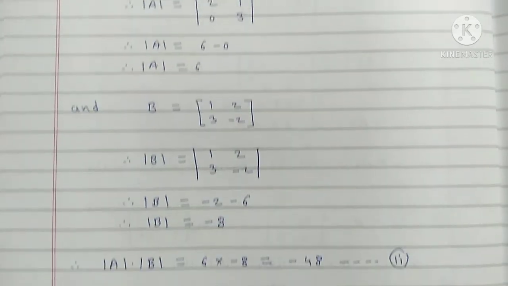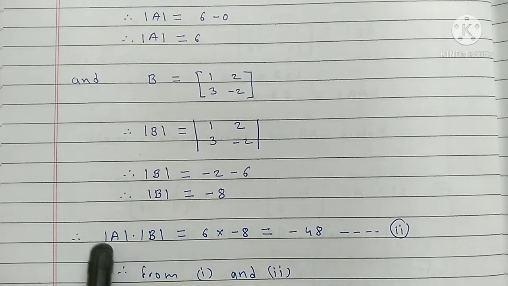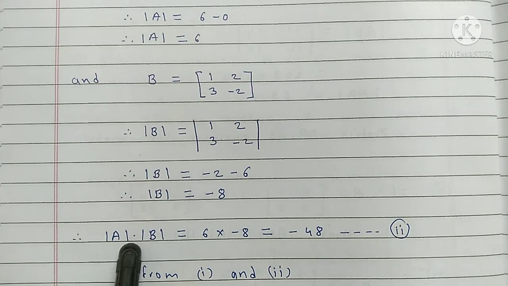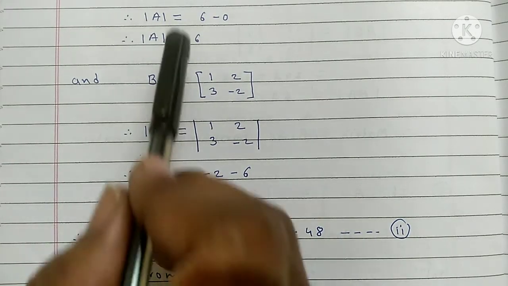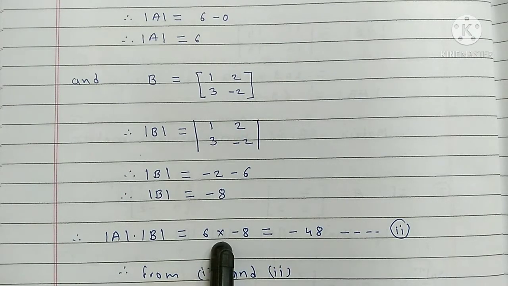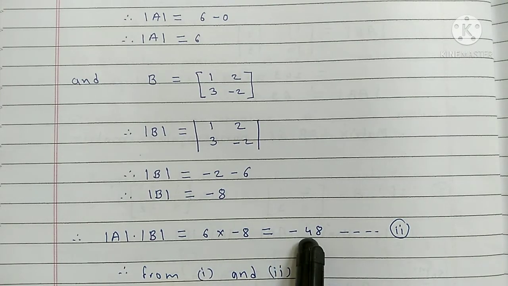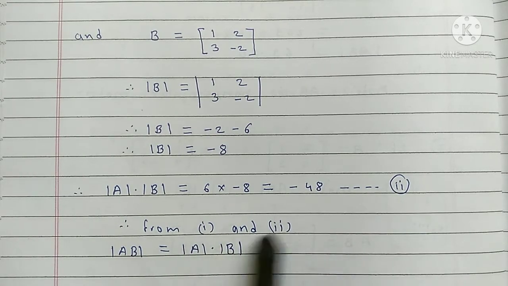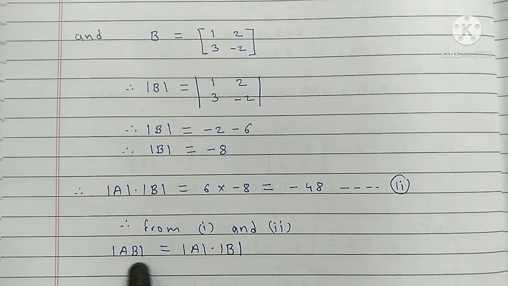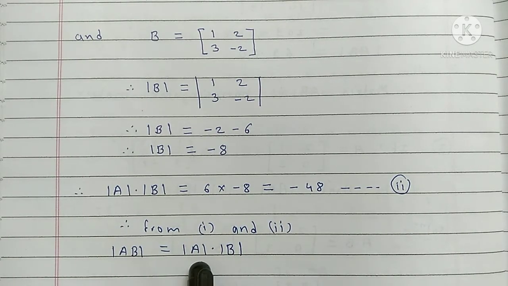So now we will multiply determinant of A with determinant of B. So determinant of A into determinant of B is equal to determinant of A is 6. So 6 into determinant of B is minus 8. So 6 into minus 8 is equal to minus 48. So from 1 and 2, determinant of AB is equal to determinant of A into determinant of B.